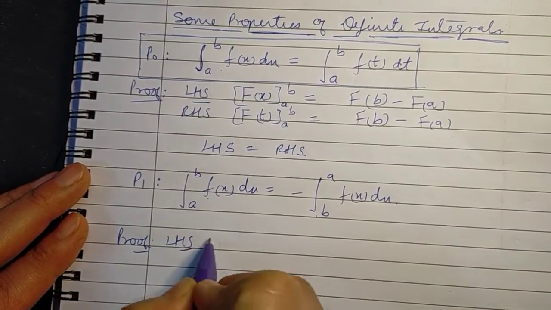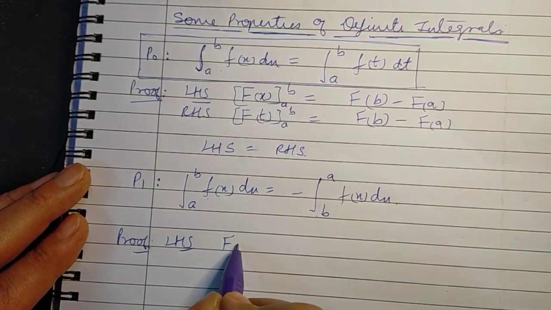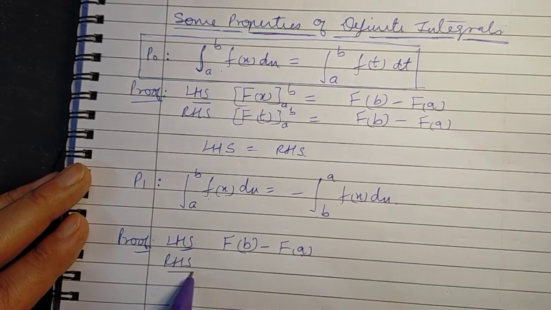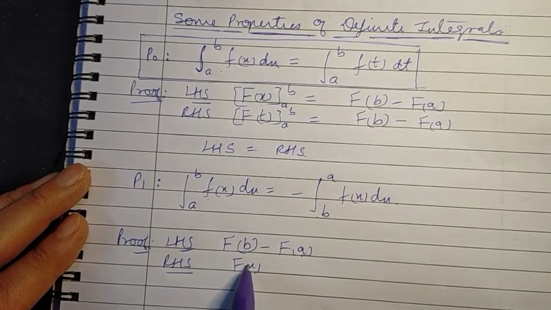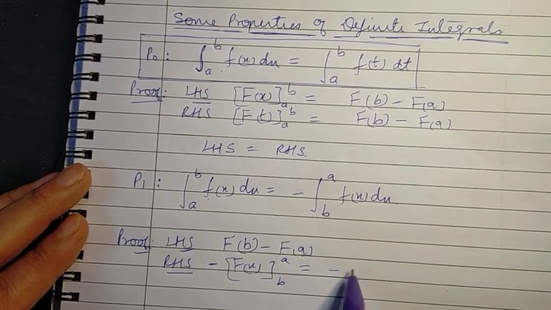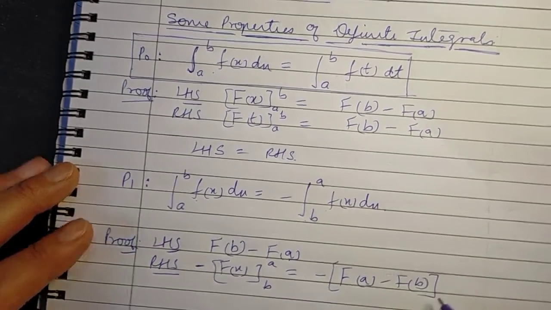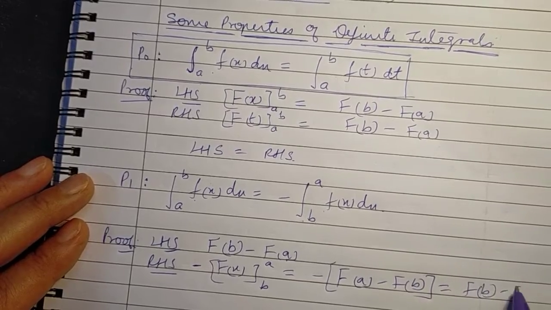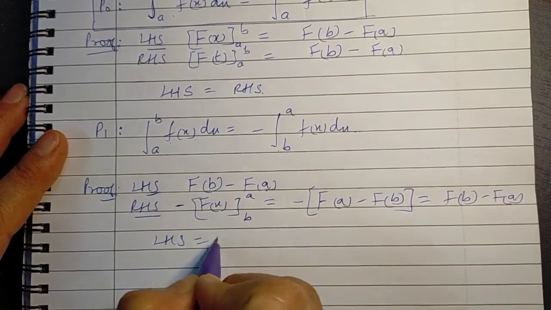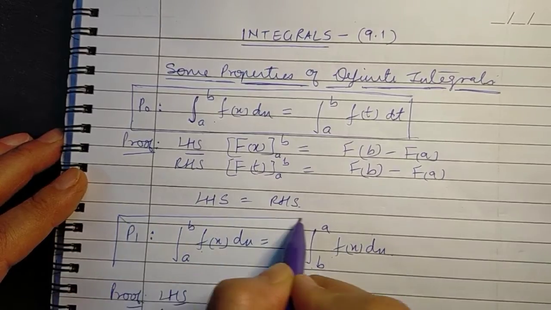On the left hand side, we already know the value. If suppose the integral of f(x) dx is capital F(x), the value is F(b) minus F(a). When you start solving the right hand side, we get F(x) from b to a, with the minus already outside, which comes out to be minus of F(a) minus F(b). When we open the brackets, it becomes the same as F(b) minus F(a). So clearly again the left hand side is equal to the right hand side, and so we can safely take this as a property.